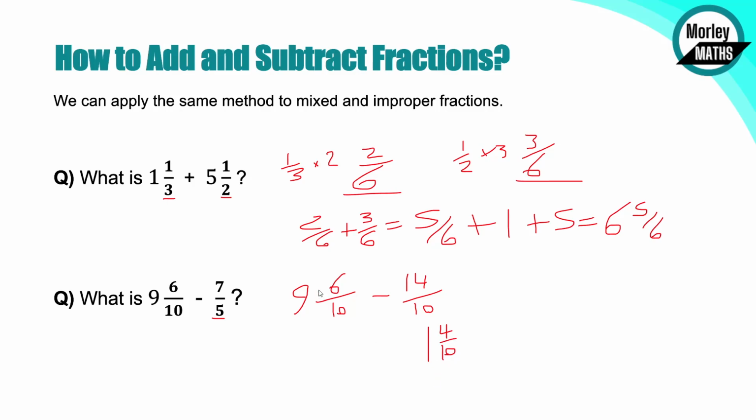Okay. So this question now is 9 6/10 minus 1 and 4/10. So you can deal with your fractions first. So 6 minus 4, 2/10. 9 minus 1 is 8. So 8 and 2/10. What do we need to do with that fraction? We need to simplify it. So we divide that fraction by 2 to simplify it. 8 and 1/5 is the answer there.